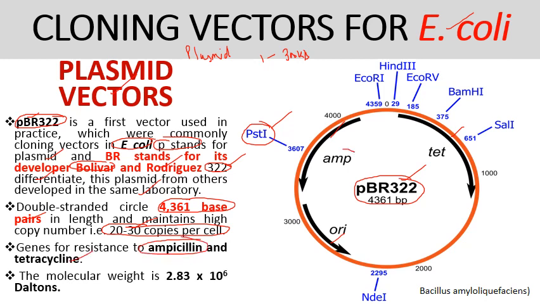So these two genes are present. AmpR means this is the gene for ampicillin resistance, and this is the gene for tetracycline resistance, and the molecular weight of this plasmid is 2.83 into 10 raised to 6 daltons. So this is the basic information regarding this plasmid, that is PBR322.